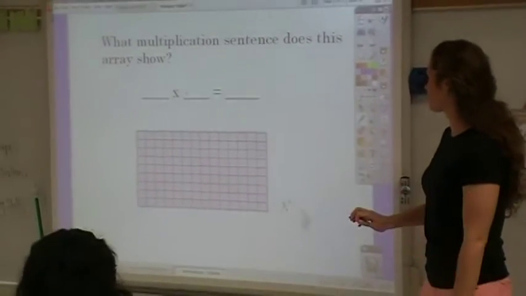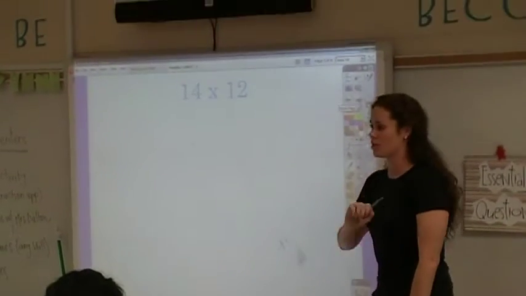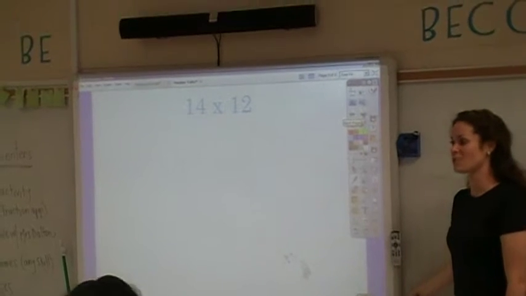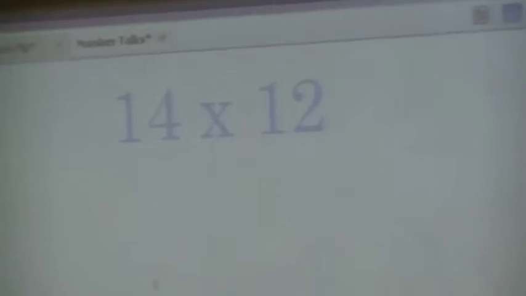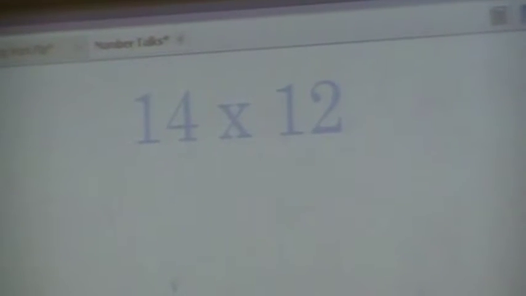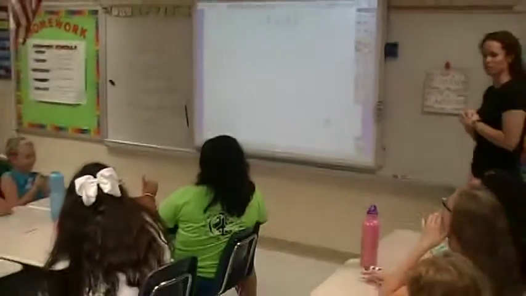All right, hands down for just a second. Try this one. No array this time. 12 times 14. Can you draw an array? No, I don't need an array. Use these strategies we've been trying. Try it. Give me a thumbs up when you think you have an answer. Don't talk about it yet. Hold on.